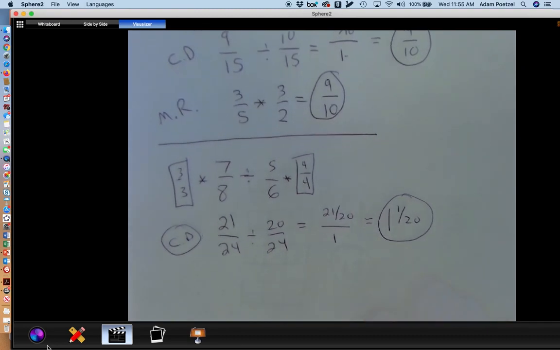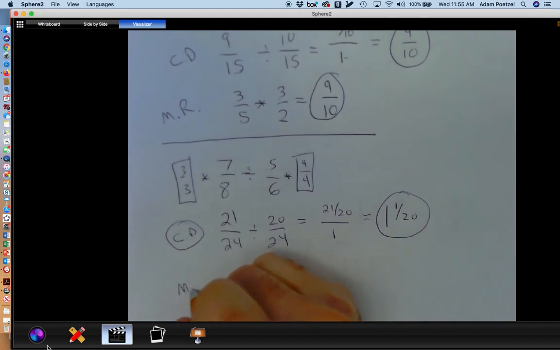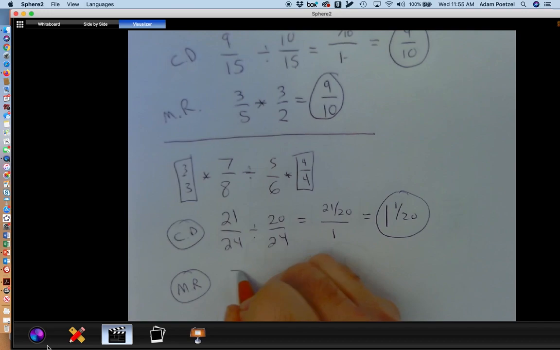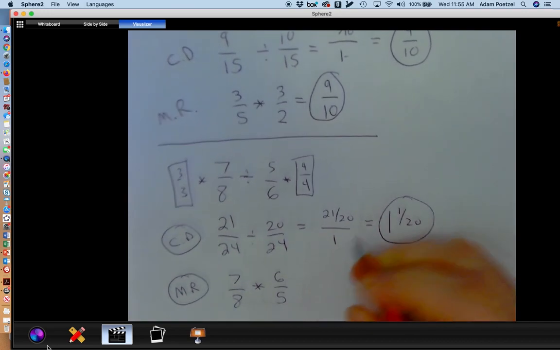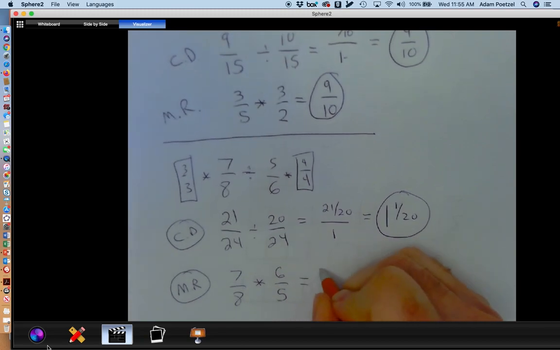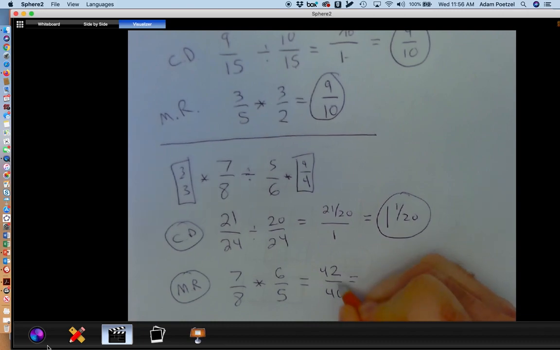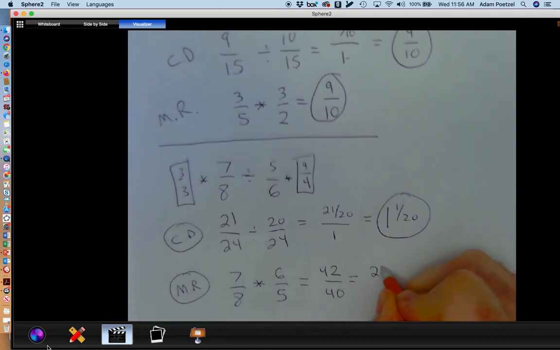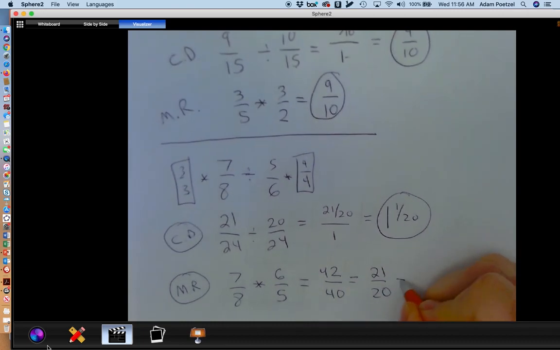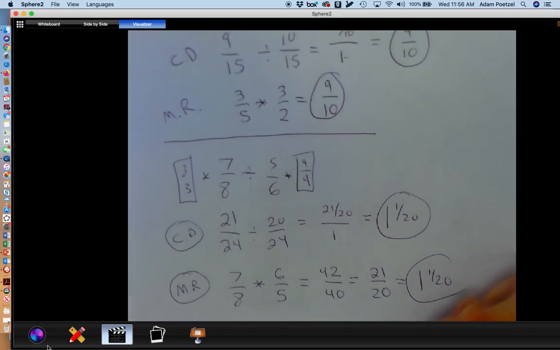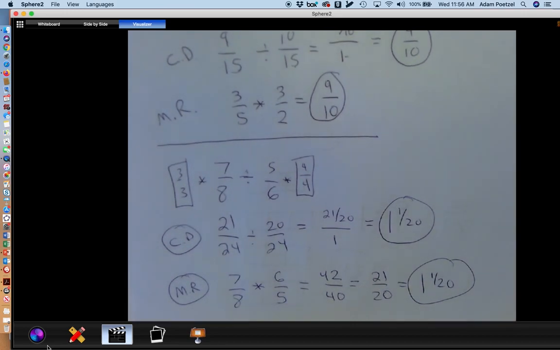If we use the invert and multiply method, or multiply by the reciprocal method, let's just take a look at that. We should get the same thing, right? We multiply by the reciprocal of the second one, and I get 42 over 40. If we simplify that, dividing each by 2, I get 21 over 20, which of course is the same thing we had above. And again, we see some pros and cons. Multiply by reciprocal seems to take fewer steps in general. But again, there's this notion of why.